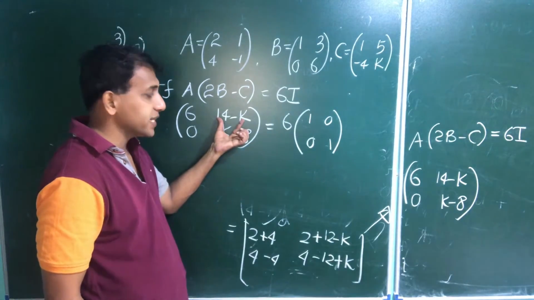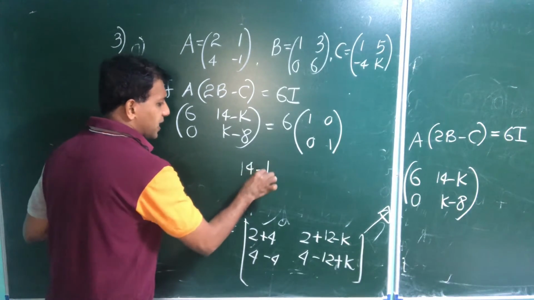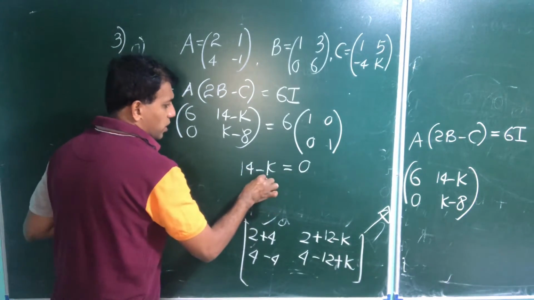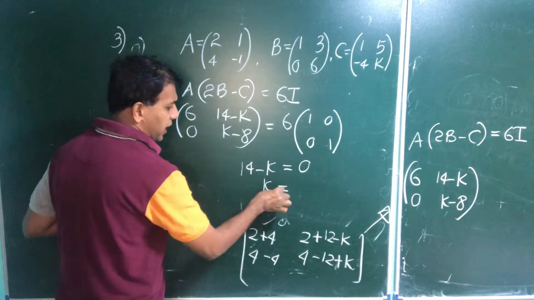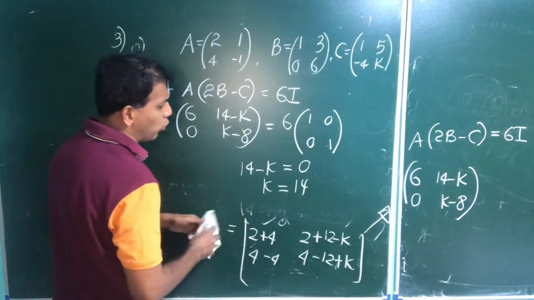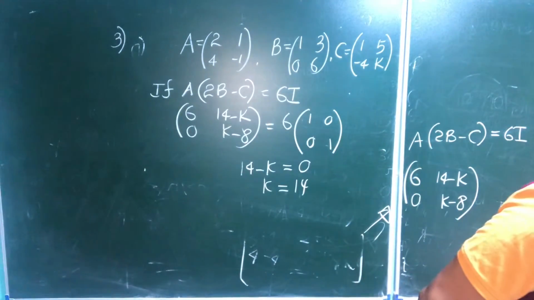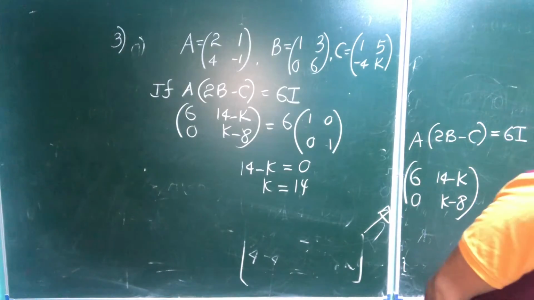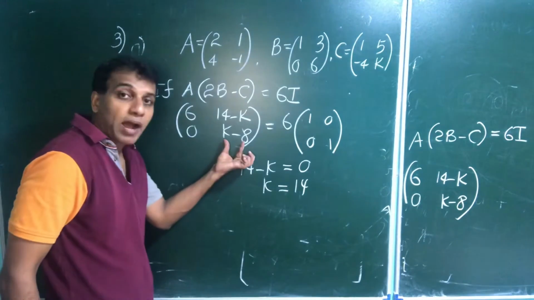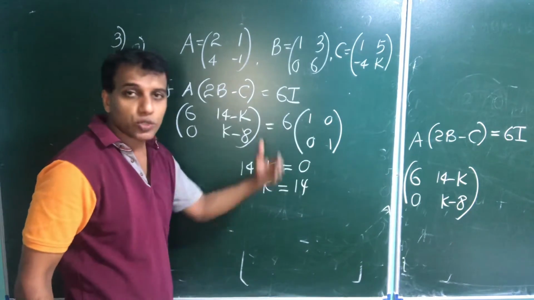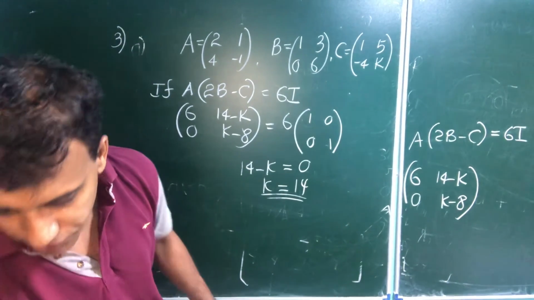So here 14 minus K equals 6 into 0, right? So 14 minus K equals 0. Is it okay? 14 minus K equals 0. Therefore K is 14. K equals 14. 6 times I, 6 times I. That's correct, yes, therefore it's correct, right? Otherwise, K minus 8 equals 6, then also K is 14, right? K is 14.